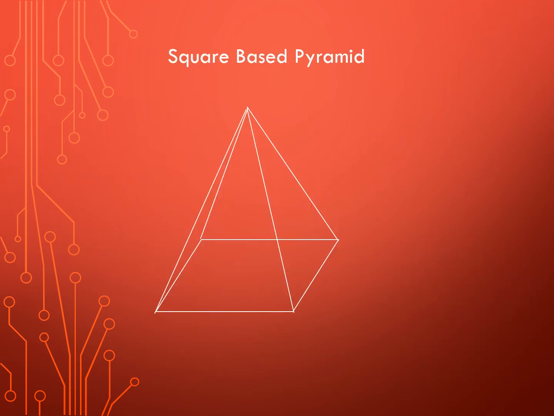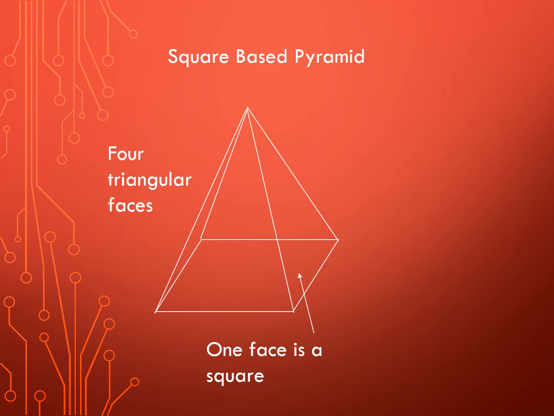So looking at the square-based pyramid this time. One face is a square, so the bit at the bottom is a square, and the clue is in the name. There's a square base on the bottom. That bit there is in the shape of a square, and to make up the pyramid, the other faces that are there are triangular. So the 4 other faces: there's one at the front, one at the back, one at the left, and one at the right.